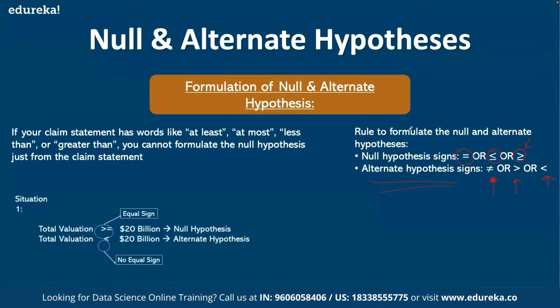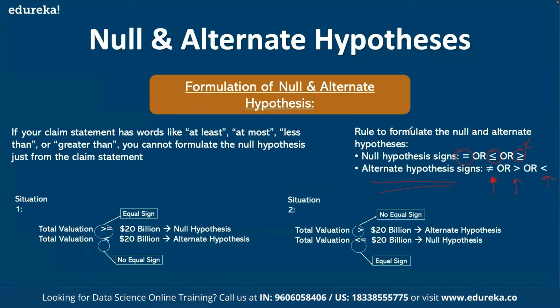Once we formulate the null hypothesis and the alternate hypothesis, we will go ahead and perform the testing. In this example, I have made use of the greater than or equal to sign in my null hypothesis, hence in my alternate hypothesis I've got less than. That's the overall way in which we are going to formulate the null and the alternate hypothesis.